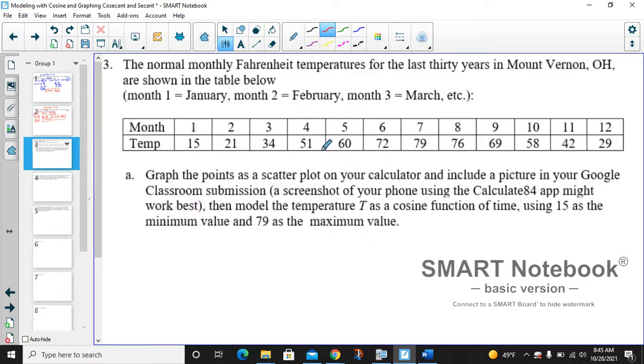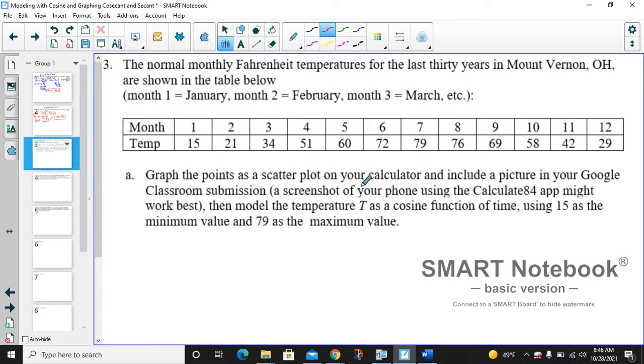Okay, so now we're going to use some of those same strategies as far as working backwards to find an equation in this kind of real world application. All right, so the normal monthly Fahrenheit temperatures for the last 30 years in Mount Vernon, Ohio, are shown in the table below. It says month 1 is equal to January, month 2 is equal to February, month 3 is equal to March, etc. All right, so of course the average temperature in January is 15, February is 21, all the way up to December is 29.